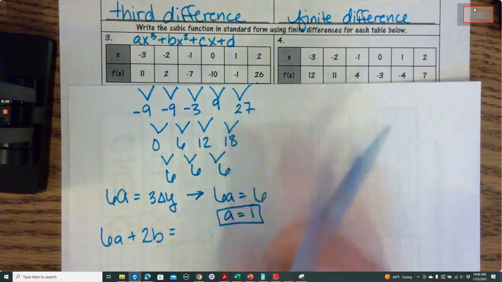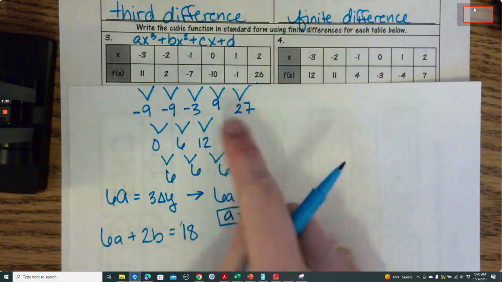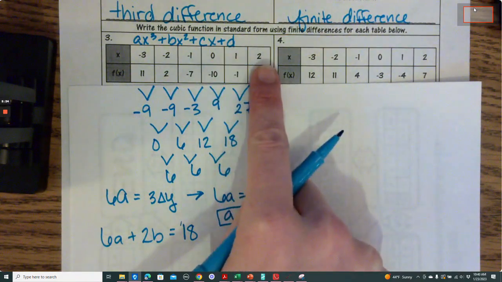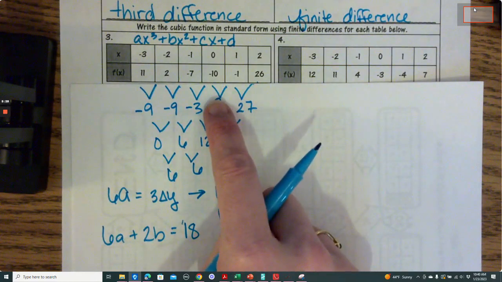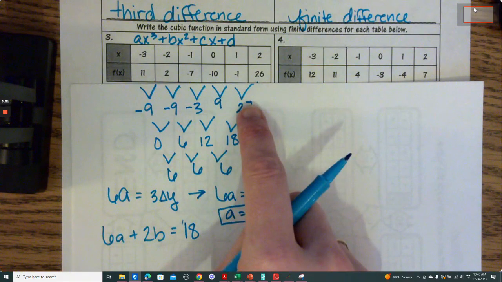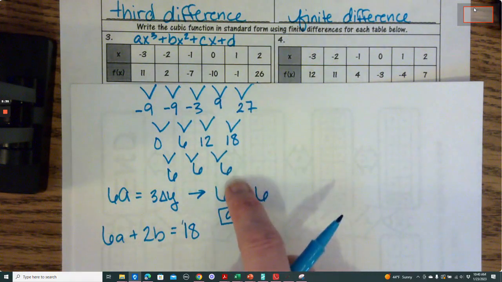So wait, why is it 2b equals 18? That is just the formula. It's the mathematical formula. So between 0 and 2, it's the second difference. Here's the change between 0 and 1. Here's the change between 1 and 2. It's the difference between those differences.